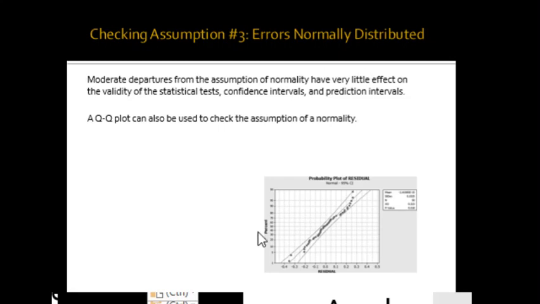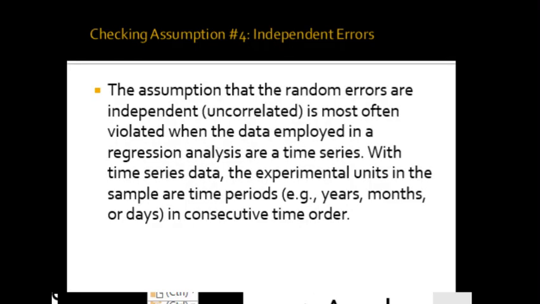The QQ plot has the theoretical quantiles on the y-axis and the residuals on the x-axis. So if all points fall on this straight line, or approximately on this straight line, then the residuals are normal. So this is an example of normal residuals.